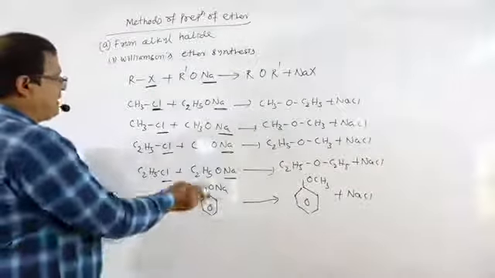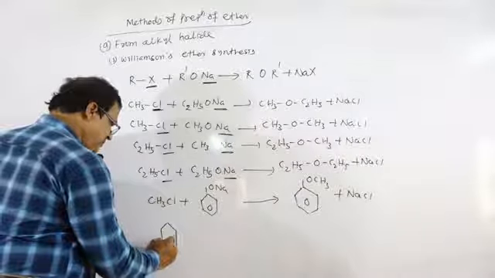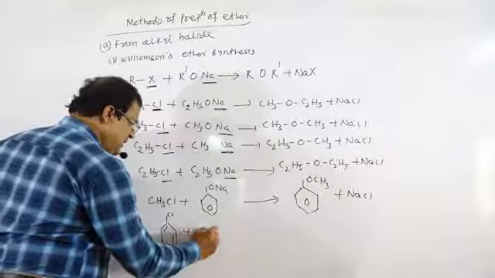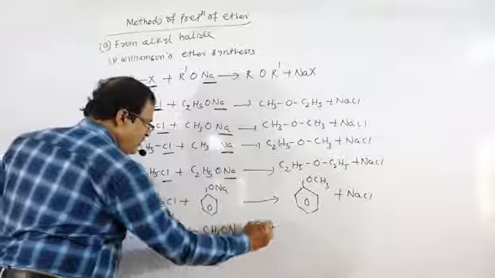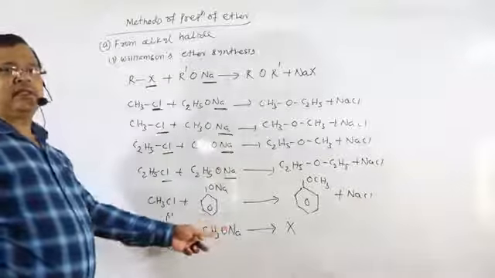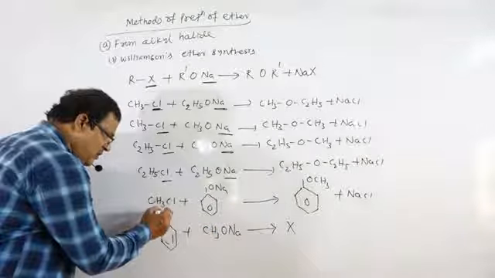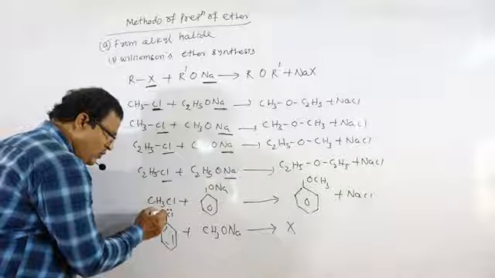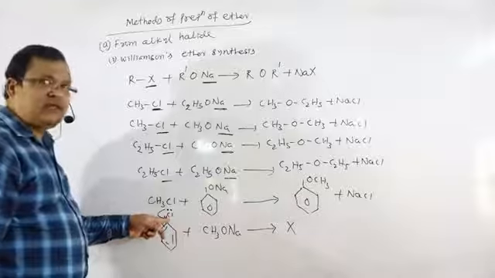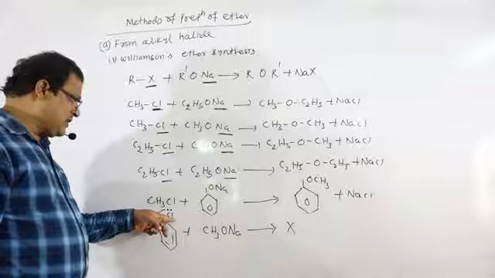If we reverse this and take chlorobenzene treated with CH3ONa, there is no reaction. There is no chance of the formation of that ether. Why? The chlorine atom contains a lone pair, so there is the development of double bond character in this case. So the carbon chlorine bond strength will increase.